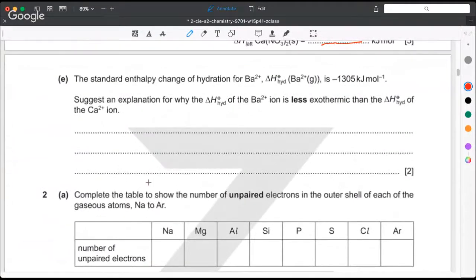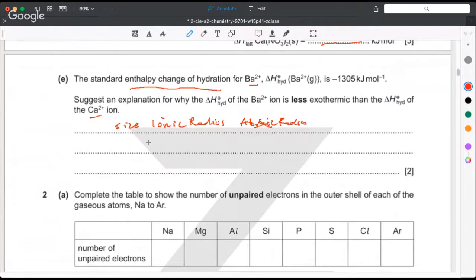Still talking about enthalpy change of hydration, and comparing the barium ion with the calcium ion. And again, a lot of students compared these two and compared the size of the ions. And so you're talking again here about ionic radius, and you're not talking about atomic radius. So atomic radius is wrong. You're talking about these ions being dissolved in water. And the calcium ion has a smaller ionic radius than the barium ion.